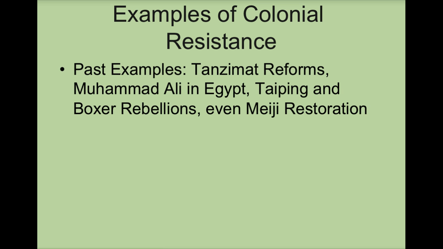There are some areas, though, where they did fight back. Outside of Africa, you had the Tanzimat reforms in the Ottoman Empire, where the Young Turks tried to reform Ottoman society. Muhammad Ali modernizes Egypt to resist imperial influence from the Dutch or French. Sorry, and the British. He reforms their economy, some of their legal codes. The Taiping and the Boxer Rebellions in China are movements toward modernization and against foreign influence. And the Meiji Restoration in Japan as well, all focus on kind of modernizing to resist European control.